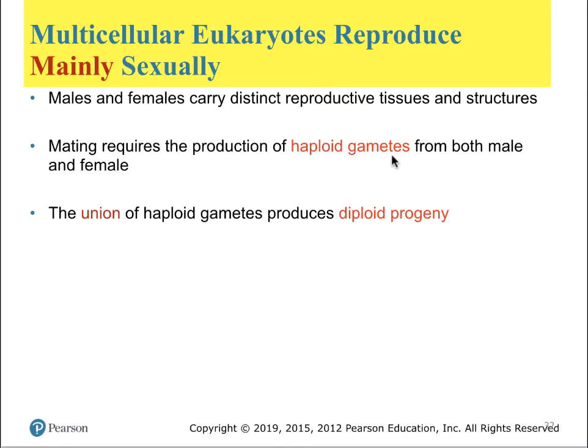Haploid gametes should contain half the genetic material compared to the parent cells. Although different terms may be used for these gametes when they come from male versus female, they have exactly the same format. So for animals, for male, we call them sperm. For plants, we call them pollen.